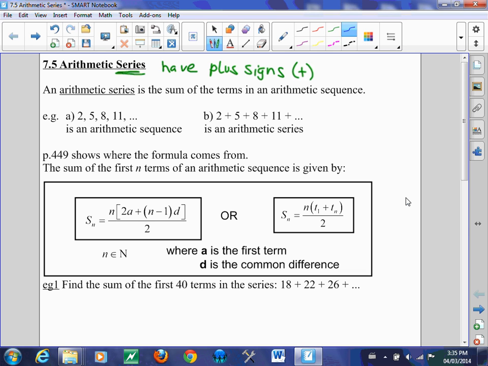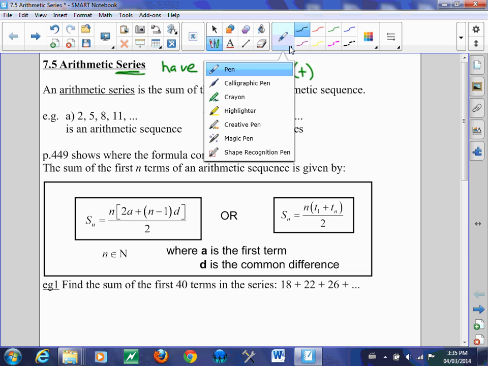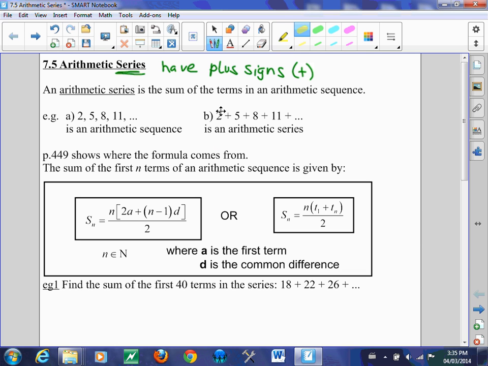Okay, so let's just back up, guys. The definition here, I should highlight. Let's get a highlighter out. Okay, so an arithmetic series is the sum. That's the key thing to remember here, guys, of the terms in an arithmetic sequence. Okay? So we're going to add all the terms up. Let's take a look at the examples and what's the difference, okay?